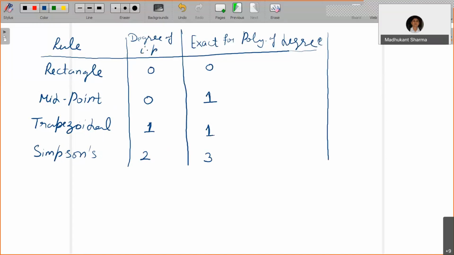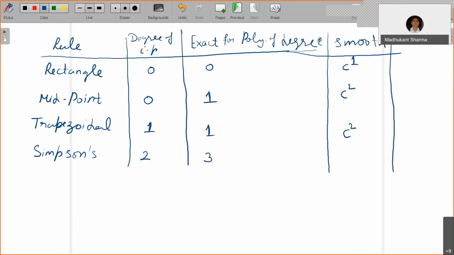Now, to achieve this, what is the smoothness required? I just want to compare the smoothness of the function in the error term. Here it is C1, one-time differentiability. For the midpoint rule, we have the second derivative in the error term, so it requires C2. The trapezoidal rule also requires C2 smoothness. And in Simpson's rule, the error term has a 4th order derivative, so it requires C4. The function needs to be 4-time differentiable.